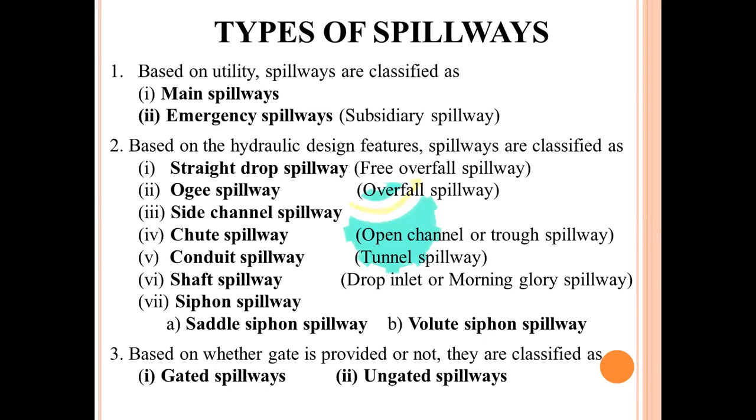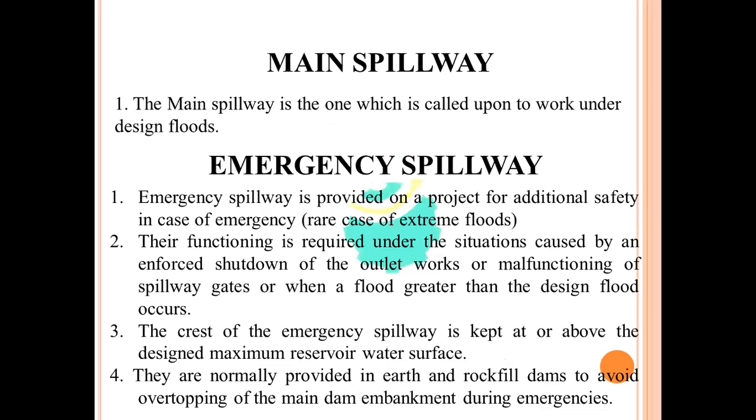Next, the second category is based on hydraulic design features: straight drop spillway, Ogee spillway, side channel spillway, chute spillway, conduit spillway, shaft spillway, siphon spillway, and saddle siphon. Siphon spillways are again divided into two types: saddle siphon and volute siphon. Based on whether a gate is provided or not, they are classified as gated spillways and ungated spillways.